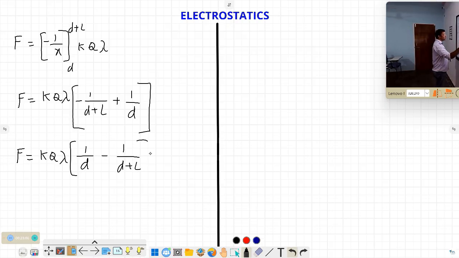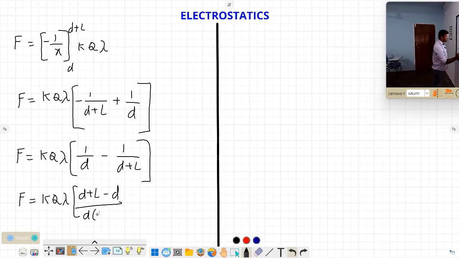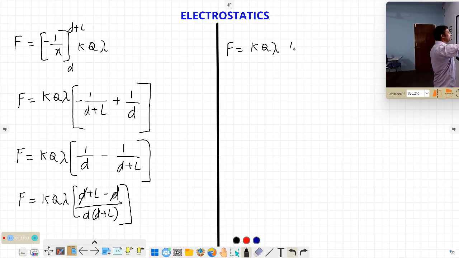If you take the LCM of this, because according to the given options, K Q lambda into d plus L minus d by d into d plus L. So plus d minus d gets cancelled. After cancellation, what are you going to get? F is equal to K Q lambda into L by d into d plus L.